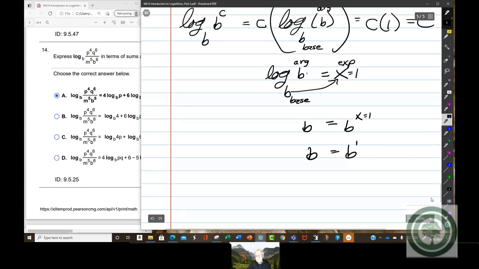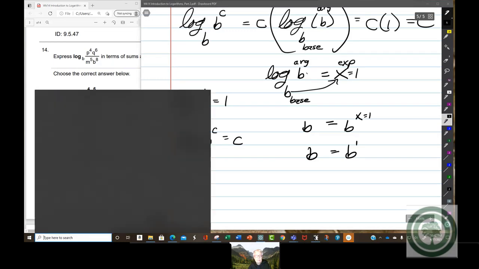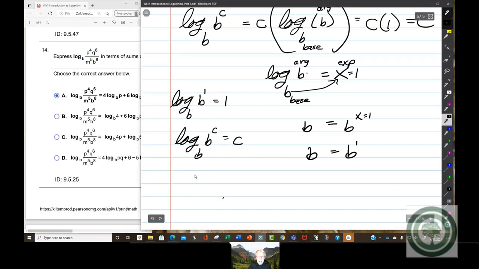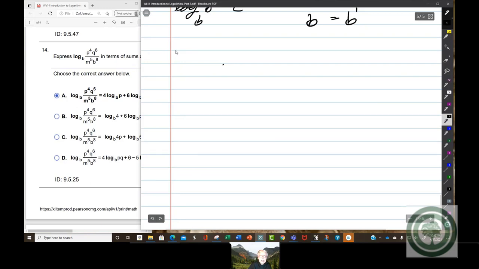So just memorize it. Look, log to any base of the base to the 1 is 1. Log to any base of that same base raised to a power is the power. What does that mean? That means that the ln of e equals 1. How do I know that? Because ln is log base e. So log base e of e to the 1 power is 1.